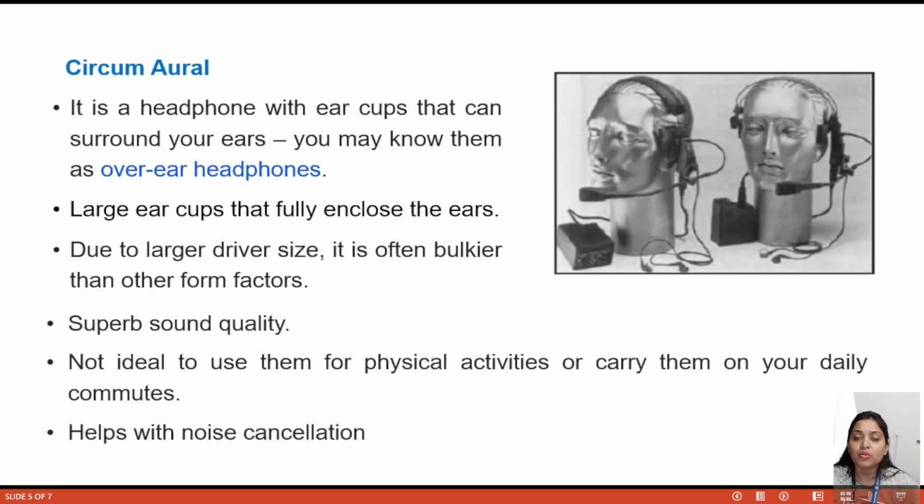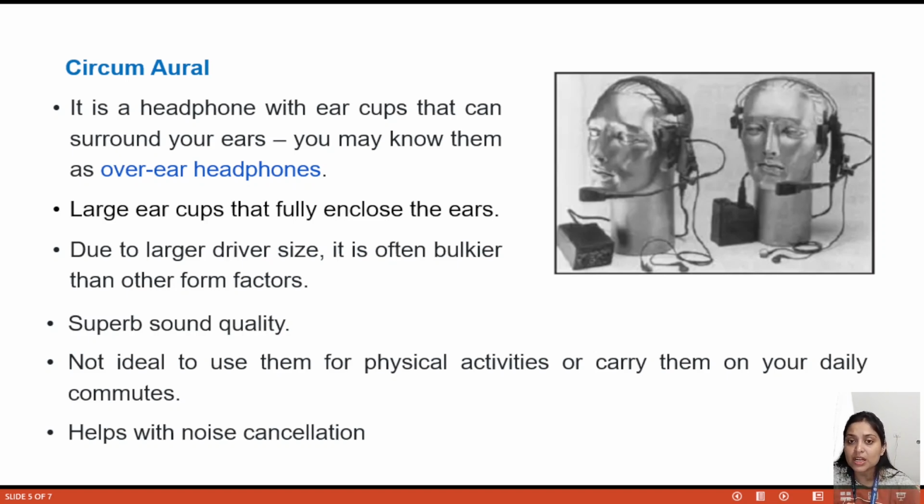Now we are coming to the circumaural. This is also called over-ear headphone. Why is it over-ear? Because it is a headphone with ear cups that surround the ear. Totally, it surrounds the ear. The ear cups are so large that they fully enclose the ear.